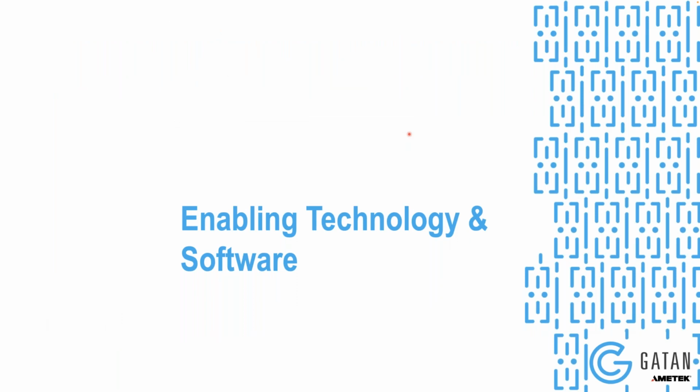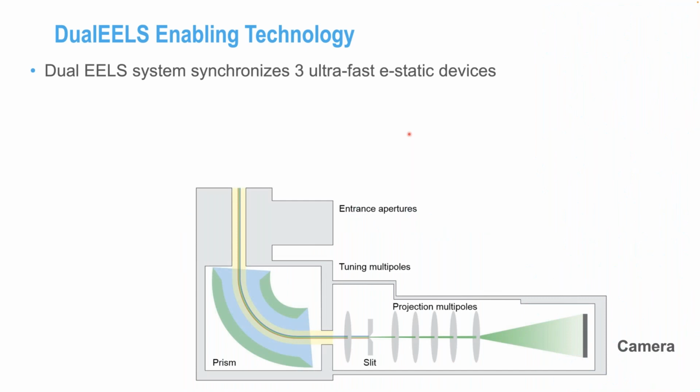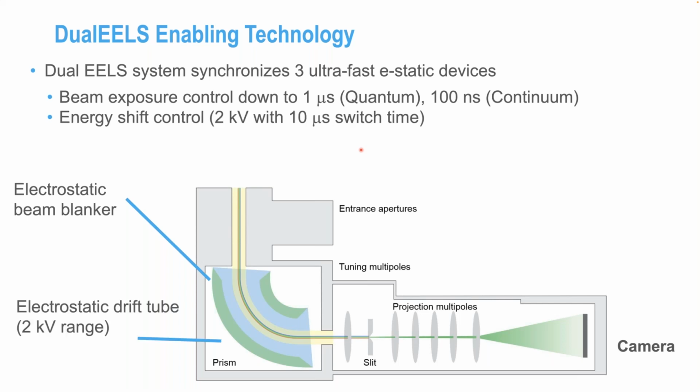Now we'll move on to some slides about the enabling technology and software that we use to go about this. The enabling technology is DualEELS, our solution. We're able to get 2 spectra near simultaneously as part of a single acquisition. There's a few pieces of hardware that make that possible. We have 3 ultra-fast electrostatic devices. We have beam exposure control down to 100 nanoseconds in the Continuum. That's done with this electrostatic beam blanker, the first element in this system.